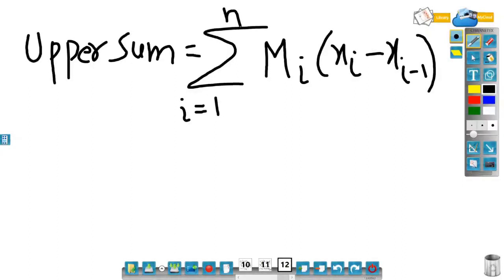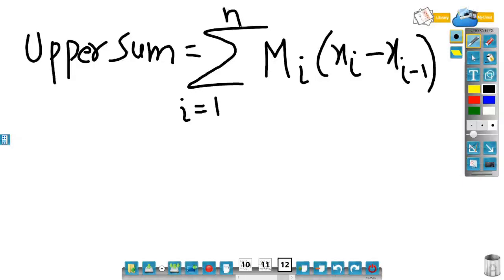If you expand this, you will realize that when i is equal to 1, it will give me m1 times x1 minus x0, plus m2 times x2 minus x1, plus m3 times x3 minus x2, plus m4 times x4 minus x3, plus dot dot dot. The last term will be mn times xn minus xn minus 1.